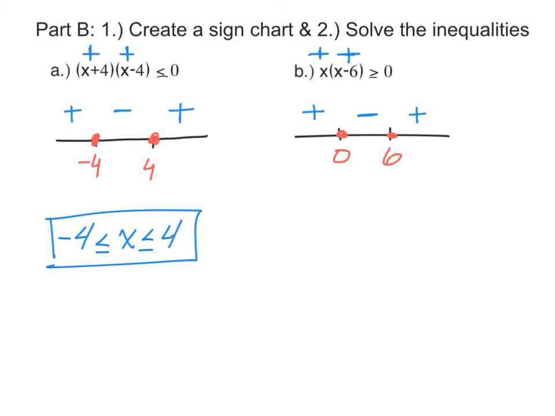Finally, answer the question, I want to know when is the product greater than or equal to 0? Well, positive numbers are greater than or equal to 0. So I want all my x's to be on this interval and this one over here. So my two solutions happen when x is less than or equal to 0 and when x is greater than or equal to positive 6.